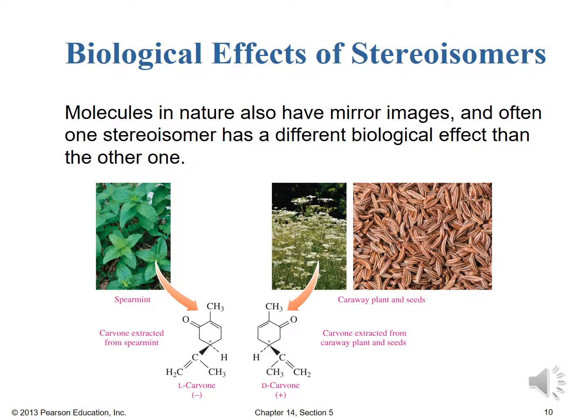Look at the left form, the levorotary carvone is spearmint. The right form, the dextrorotary carvone, is caraway seeds. So vastly different flavors and odors because of that slight difference, that non-superimposable mirror image relationship.